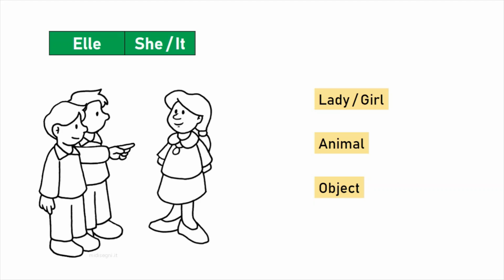Elle means she or it. It is the French third person singular subject pronoun and used just like its English equivalent she. So while talking about a girl or a lady, we can use elle. In addition, it can also mean it. So while talking about an animal or an object which is feminine, we can use elle.